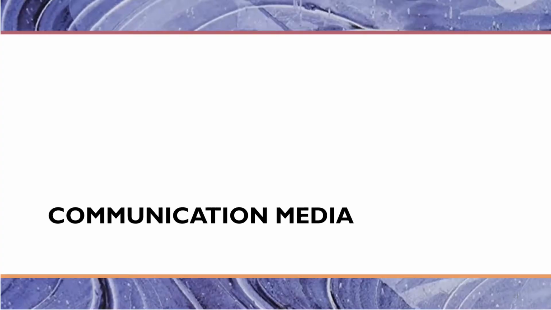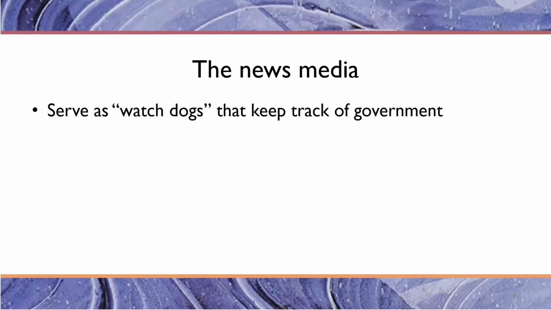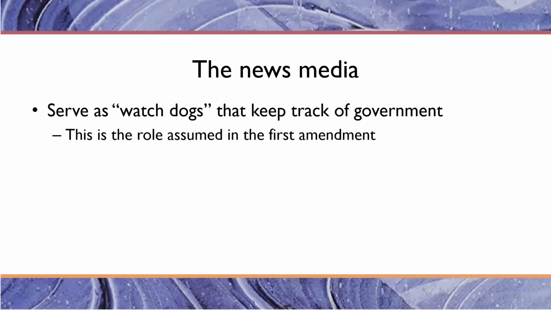Let's look at the role of the communication media in the policy process. So let's talk about the communication media. And when I talk about the communication media, I really mean the news media in general. What we usually talk about when we talk about the news media and politics is the media's role as a watchdog that keeps track of government. And this is the role that is assumed in the First Amendment, that the news media serve as a check on other parts of the government.